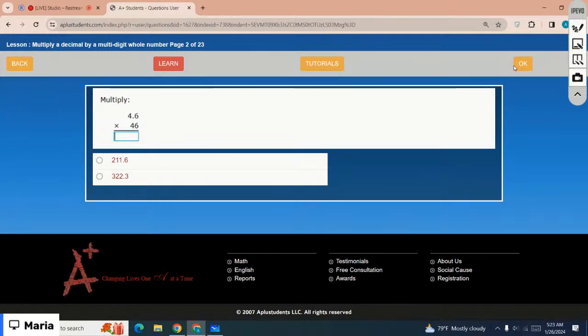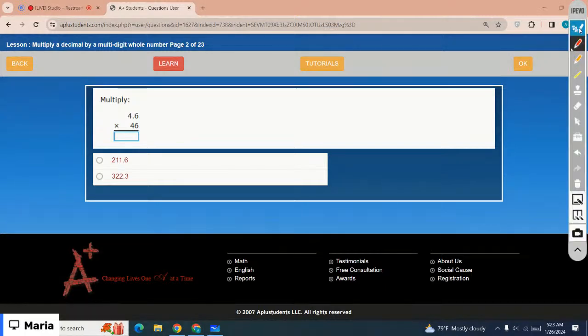Which is the correct option? 4.6 times 46. Let's multiply without the decimal, right? You can do 46 times 46, right? 6 times 6 is 36. 6, 3 carry. 6 times 4 is 24, 25, 26, 27. Now we're going to multiply the tens digit. 4 times 6 is 24. 2 carry. 4 times 4 is 16 and 2, 18.